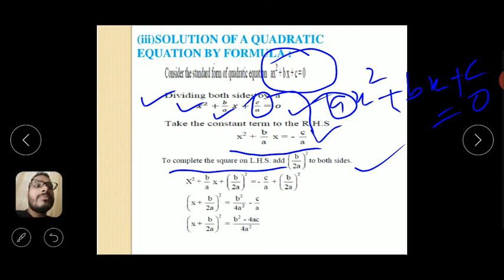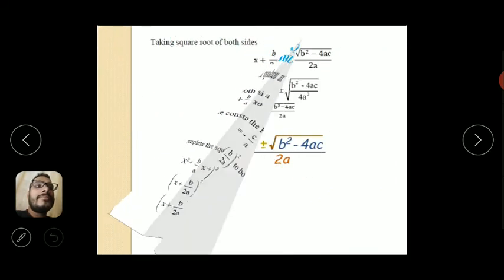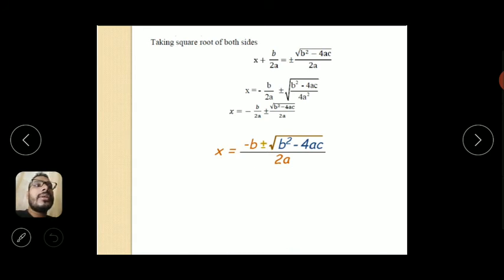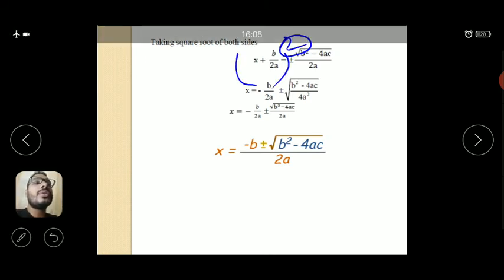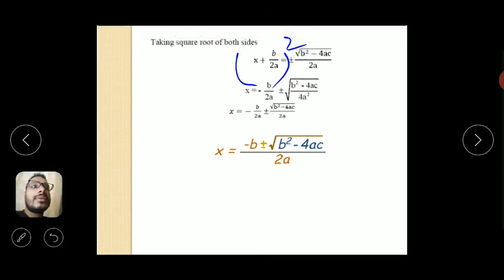So x square plus b by a x plus b by 2a whole square will give you the formula of x plus b by 2a whole square. Then if you add b by 2a whole square to the left, we have to add it to the right also, which is already written here. Then after evaluating, you get x plus b by 2a is equal to plus or minus, because you are shifting the square. If you shift this whole square to the right, it becomes what?